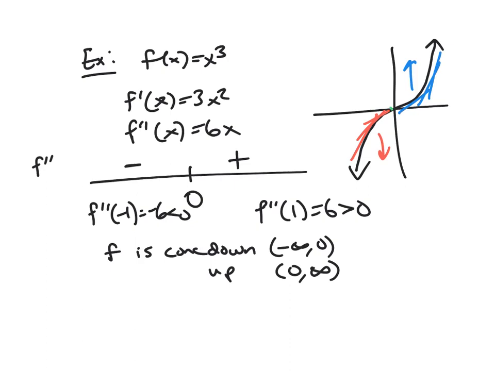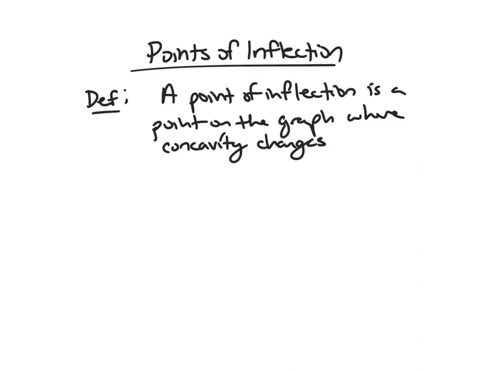So you might ask, what's going on at the origin? Because I didn't say anything about zero. This green point here is what we call an inflection point. Okay, so let's define that officially. The official definition is that a point of inflection, or an inflection point, because I'm usually lazy and prefer saying two words instead of three, is a point on the graph where the concavity changes.